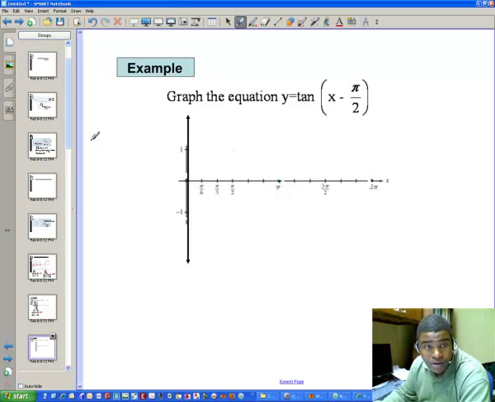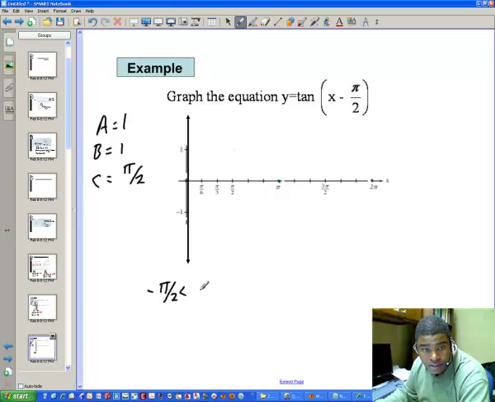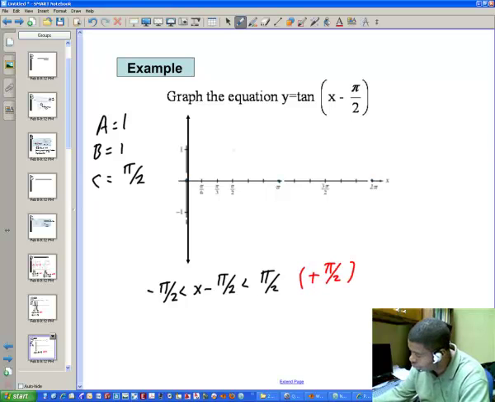Alright, let's take a look at this one. We have our A value is 1, B value is 1, and our C value will be pi over 2. So again, we plug it into the interval notation to find our asymptotes. It will be negative pi over 2 is less than x minus pi over 2, which is less than pi over 2. So this time we need to solve the middle term for x, so we're going to add pi over 2 to each term, and if we add pi over 2 here, we get 0 is less than x, and if we add pi over 2 here, we actually get pi.